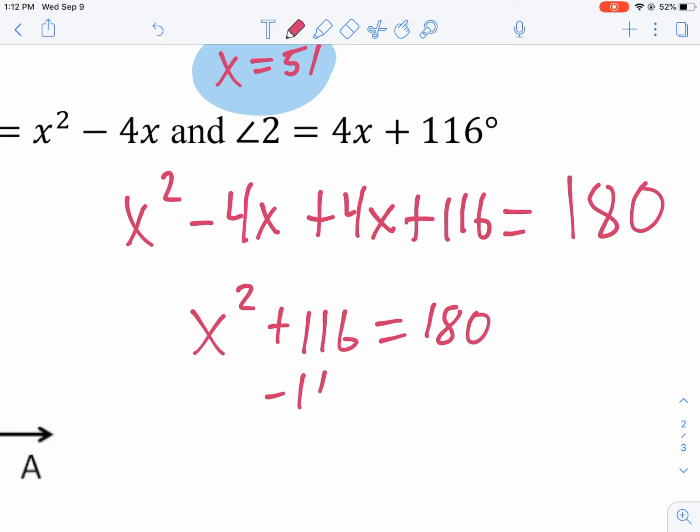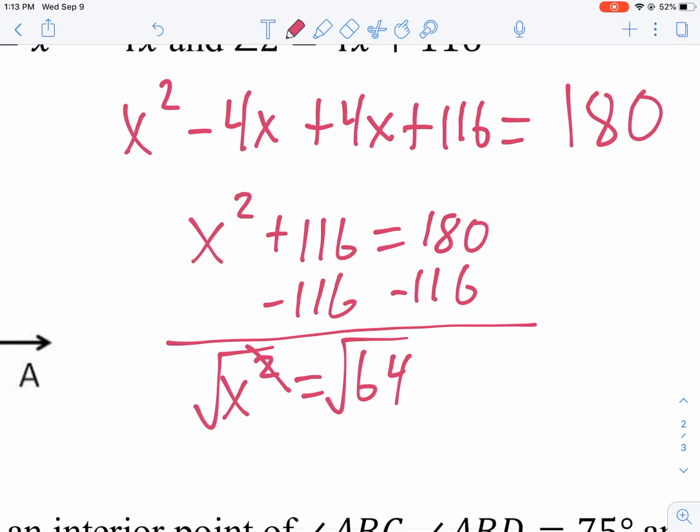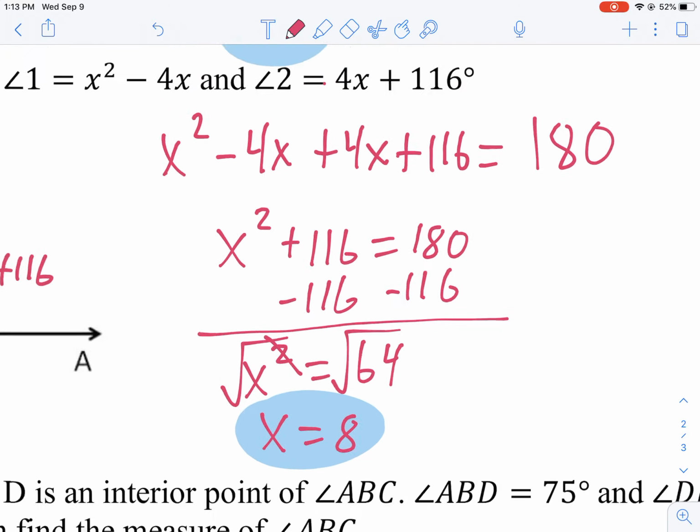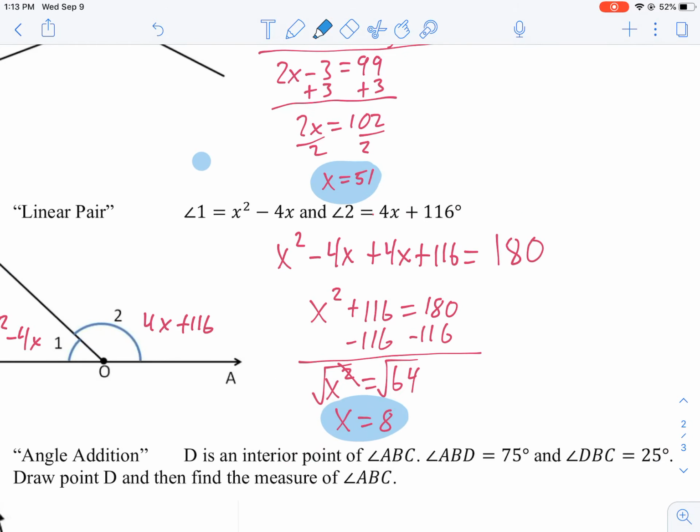So now we want to start solving. We're going to subtract 116 from both sides. That gives us x squared equals 64. And now remember, to get rid of a squared, you're going to take the square root of both sides. These will cancel out, and the square root of 64 is 8. So our answer for this one will be x equals 8. So even though it looked hard at first, we had this x squared, these two terms in the middle ended up canceling, and we could then just take the square root of both sides.